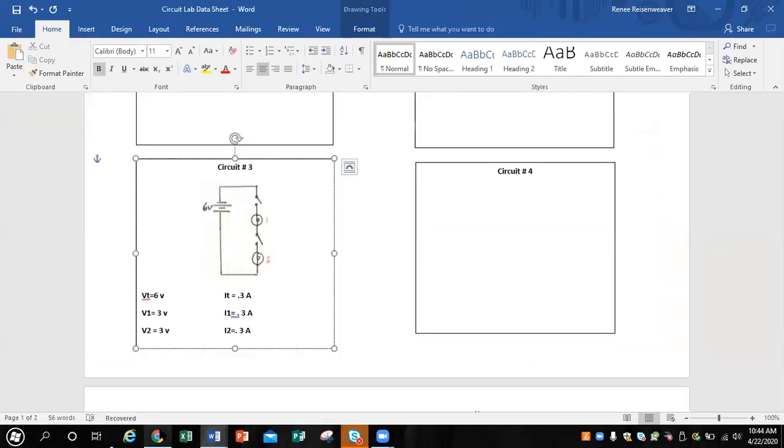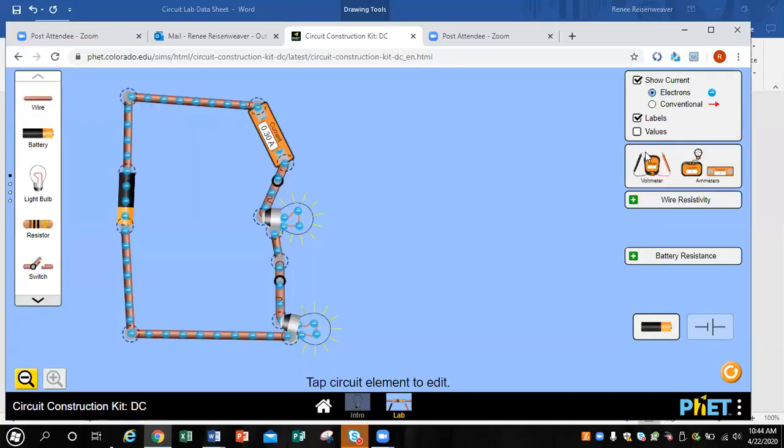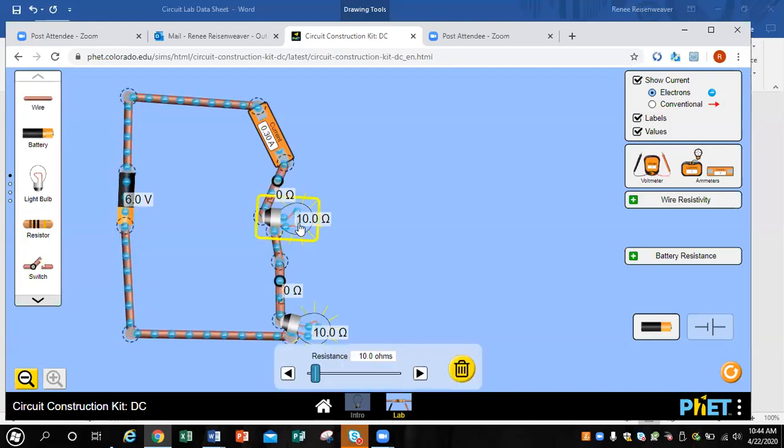Oops, nope, I want to go here. Okay, if I go back up here and I hit values, it'll show you the values of resistance. So I want you to make a note of that. The resistance of each bulb, we're not going to change that, is 10 ohms. So that's going to be true through all of the labs. If I click on the bulb, just like the battery, I can change its resistance.